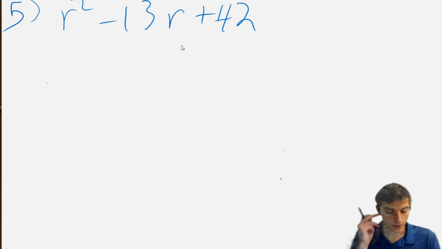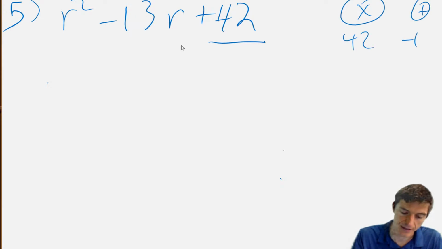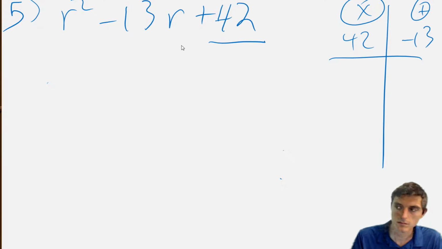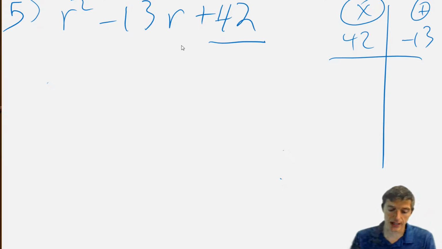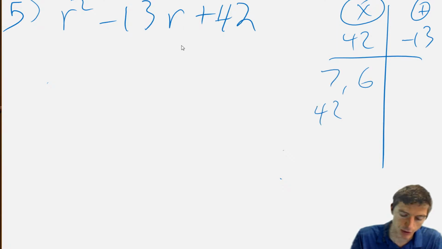So in this problem, what I want to say is, okay, I need numbers that multiply to this value. So they need to multiply to 42, and they need to add up to negative 13. And I just go through my checklist of numbers that make that happen. 42 is 7 times 6, I know that. 42 is also 42 times 1, it's 2 times 21.